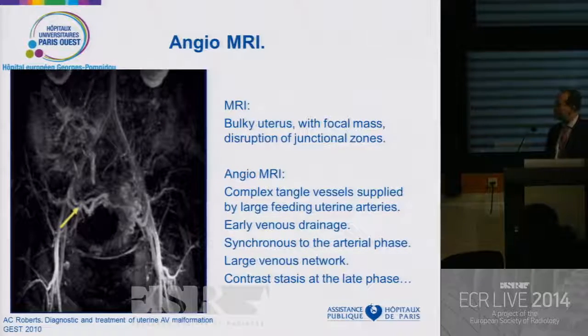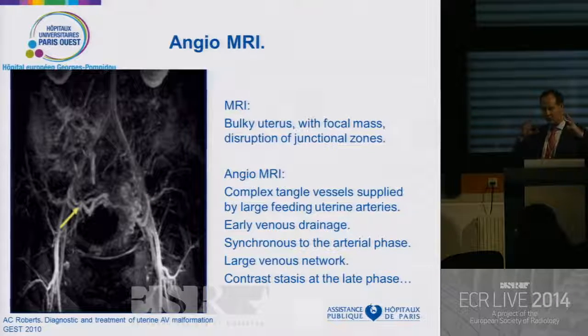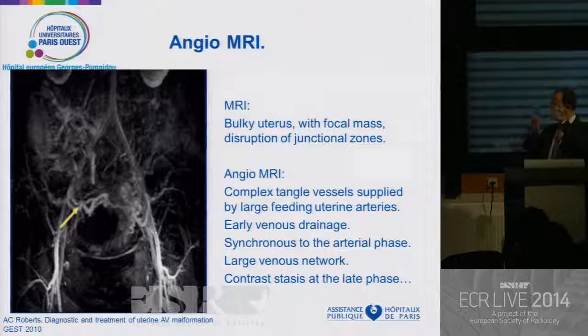Angio-MRI could be helpful too. You can find the feeders. This is the arterial feeder, and this is the vein, the outflow system, the vein. It could be helpful just to make the diagnosis, and on the MRI, you just see a bulky uterus with different focal masses.